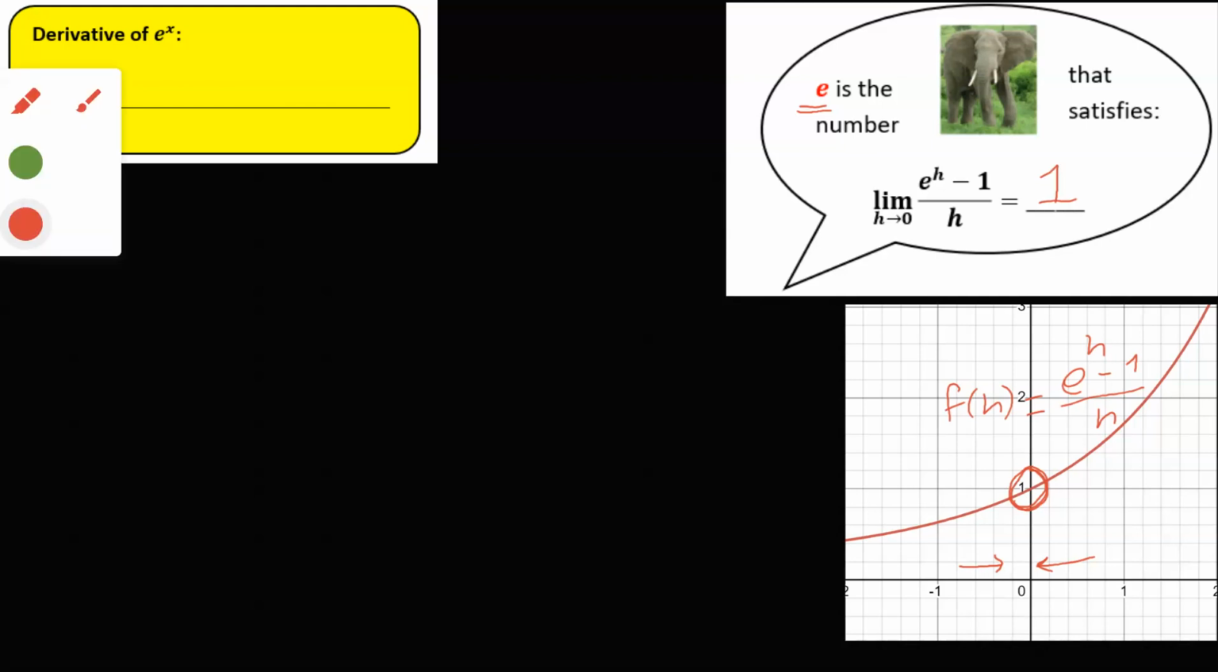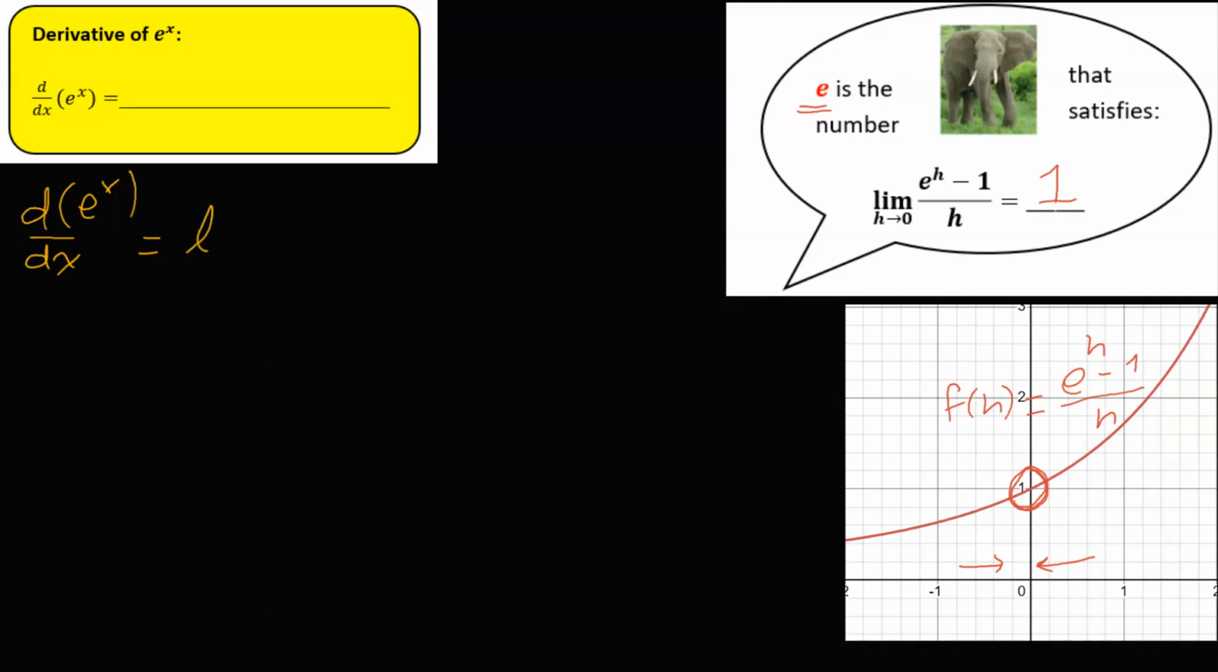Okay, now what does that have to do with what we're looking at? We are looking at the derivative of e to the x with respect to x. By definition, that is the limit as h goes to 0 of e to the x plus h minus e to the x all over h.